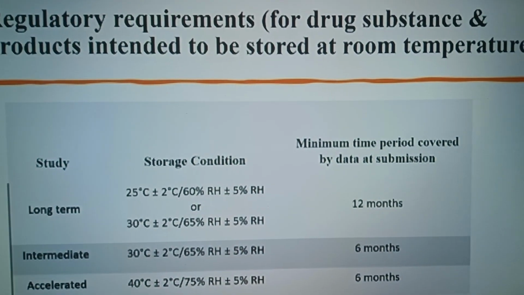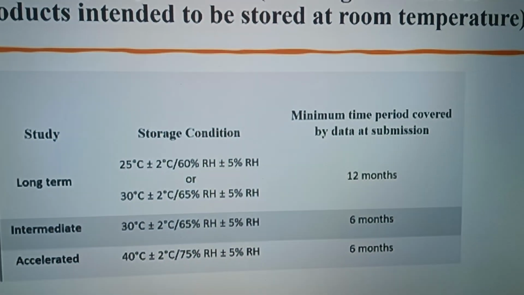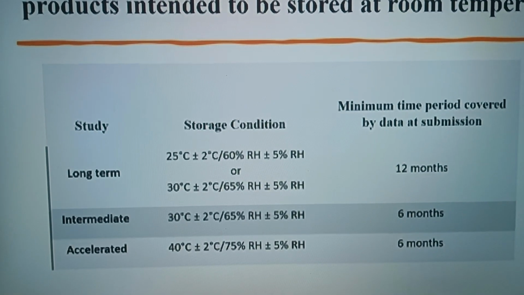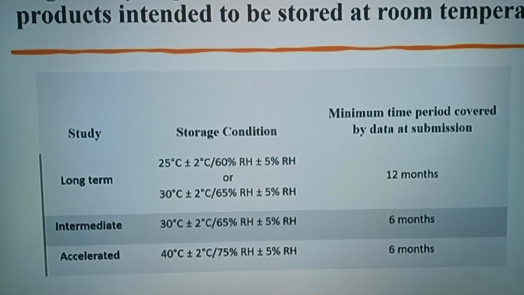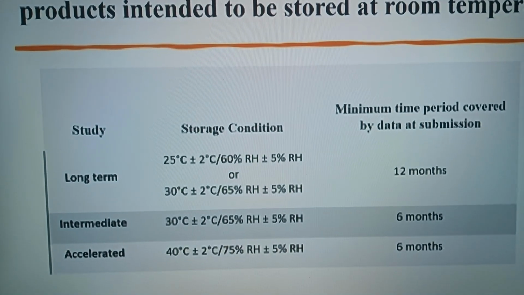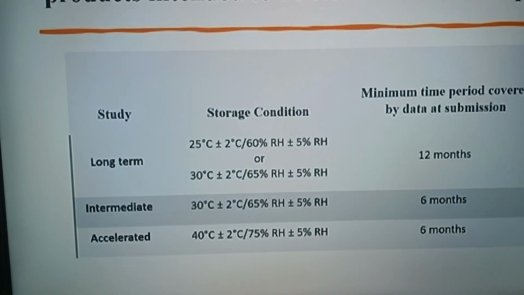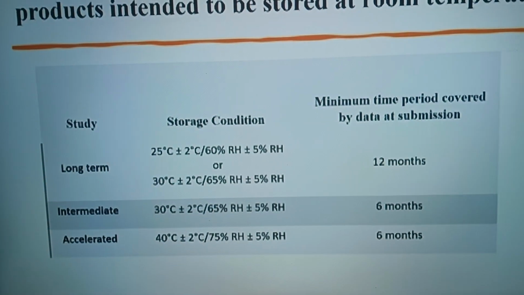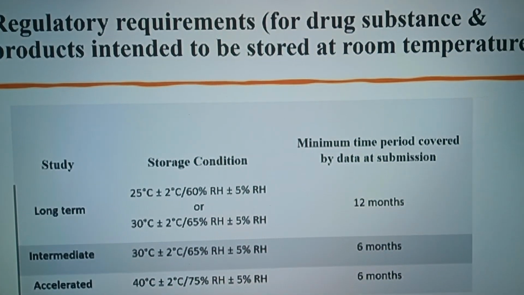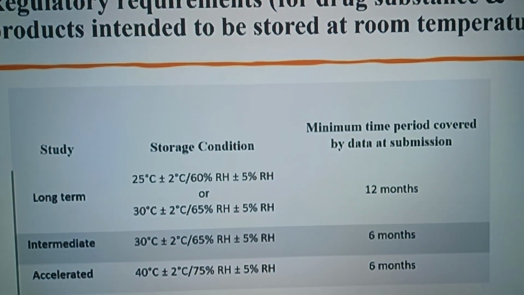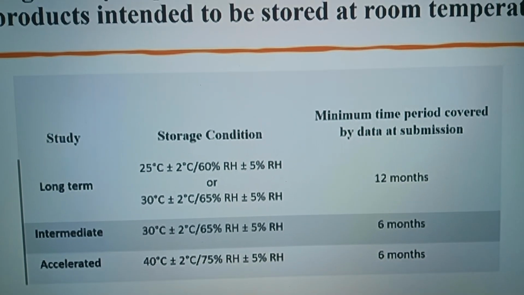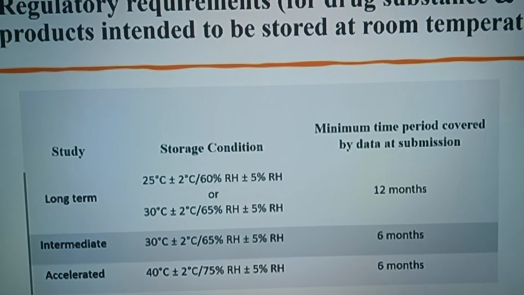Now one thing that you have to keep in mind is that whenever you are submitting your dossier, a minimum of 12-month long-term data has to be submitted along with 6-month accelerated data. And in case you are submitting intermediate data, 6-month intermediate study data has to be submitted. This is the minimum requirement.